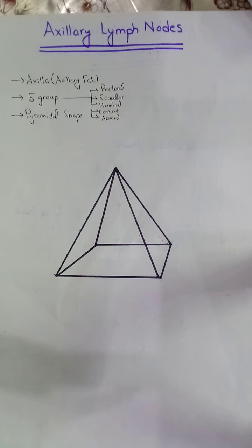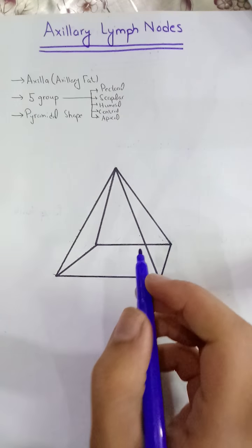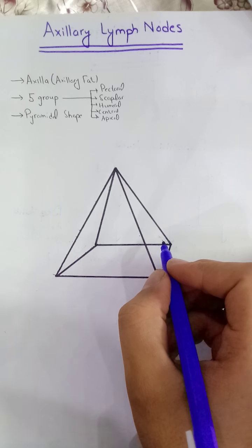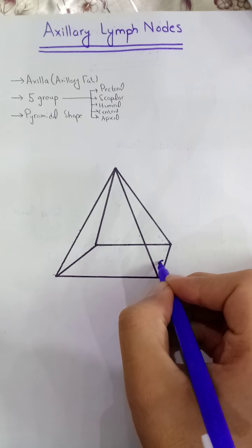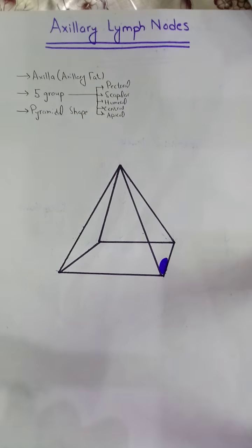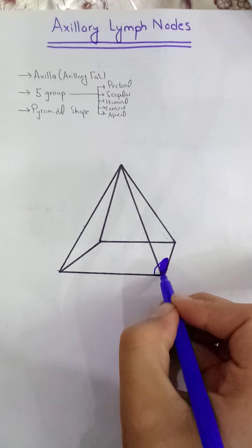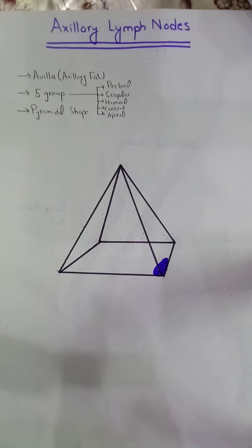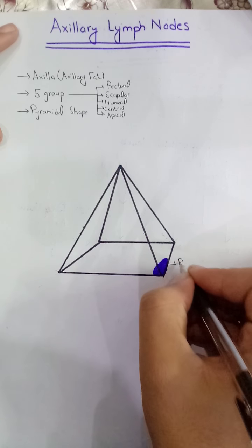First of all we will see the pectoral lymph nodes. Pectoral lymph nodes are also called anterior lymph nodes, and they are present on the anterior side, like here at this point, this corner. These are pectoral.